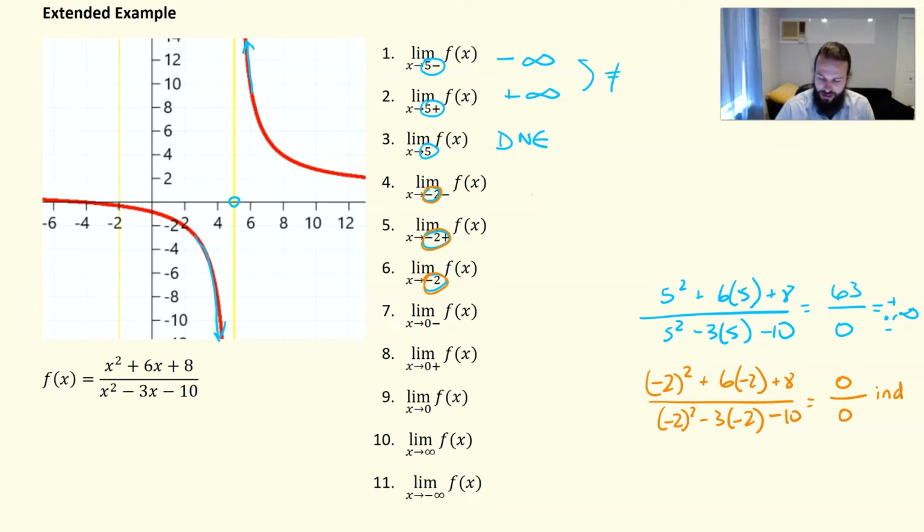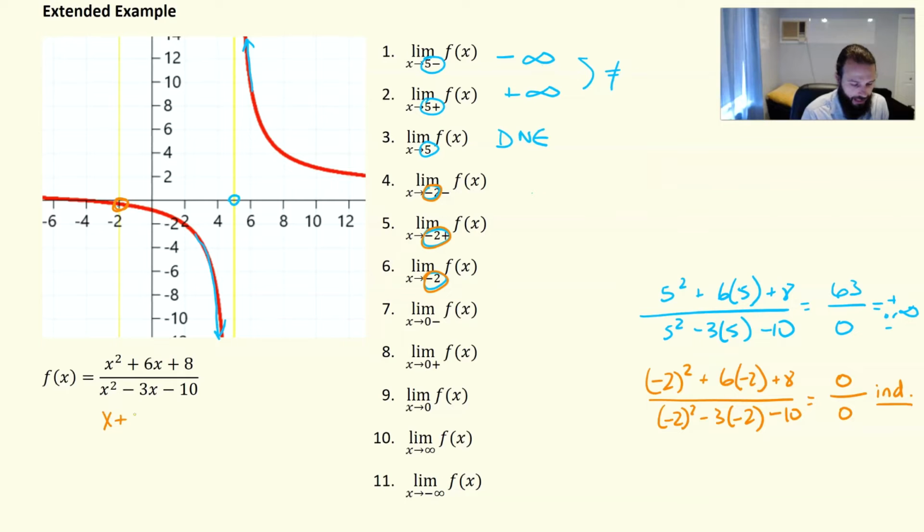So this is an indeterminate form, which means, and we can see it visually here, that there's a hole here rather than an asymptote. So how do we deal with that? Well, visually it's pretty tough to say exactly what that is. So why don't we factor the top and the bottom here and just remove the hole. So we've got x squared plus 6x plus 8. Let's factor that over here. We're going to get x plus 4 times x plus 2.